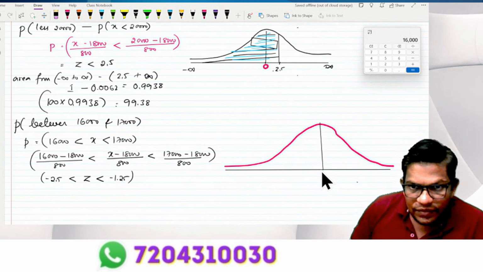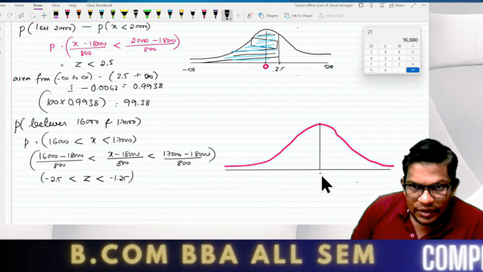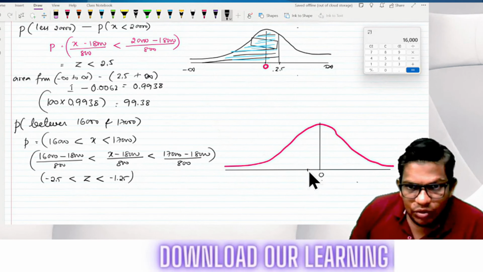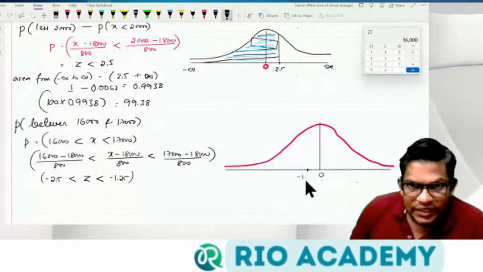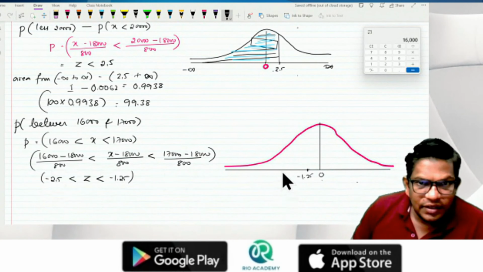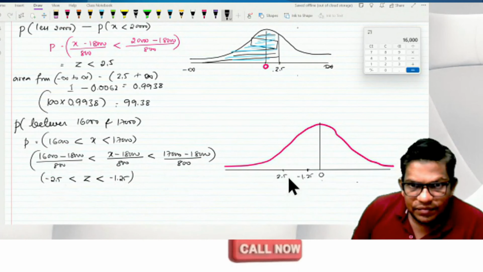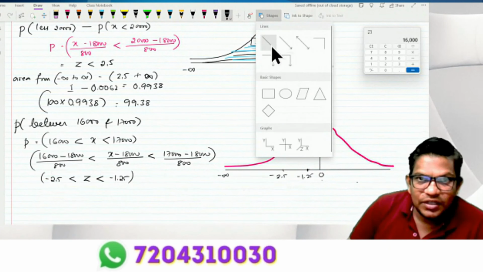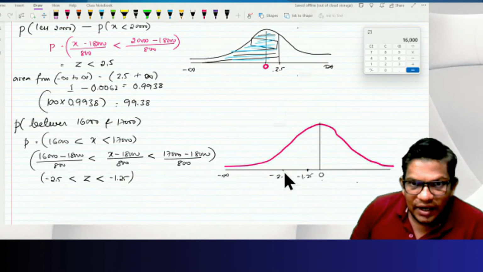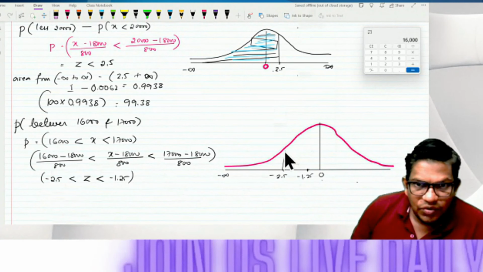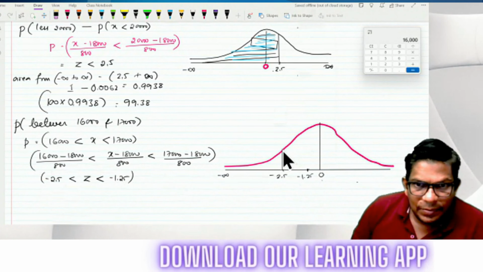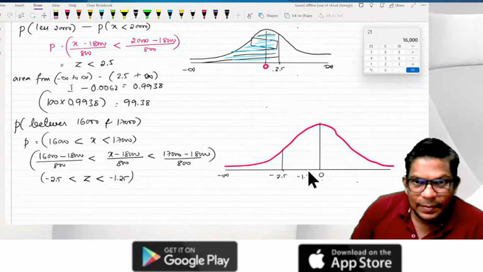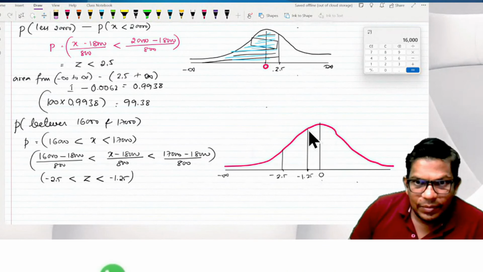This is your 0. Correct? Next is what? Here you get minus 1.25. Here we get minus 2.5, on the minus infinity side. Just shade this now. Shade this first. And tell me, what is next? What do we do? So we have to subtract that area from 1.